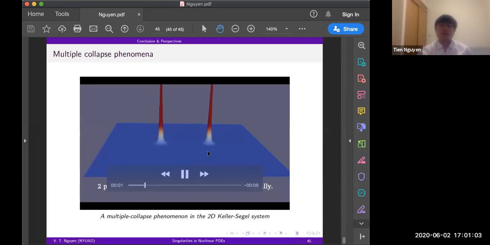And actually, we have some advanced progress in describing the collision of multiple collapses in the Keller-Segel.